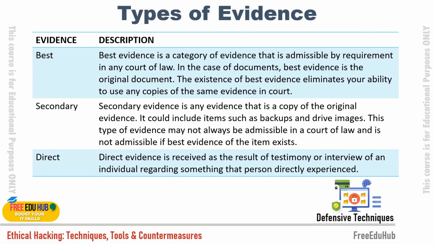The secondary evidence is evidence that is a copy of the original evidence. It could include items such as backup drives or images. This type of evidence may not always be admissible in a court of law and is not admissible if the best evidence of the item exists. So you will use the secondary evidence for your own investigation, but it is usually not acceptable in the court of law.